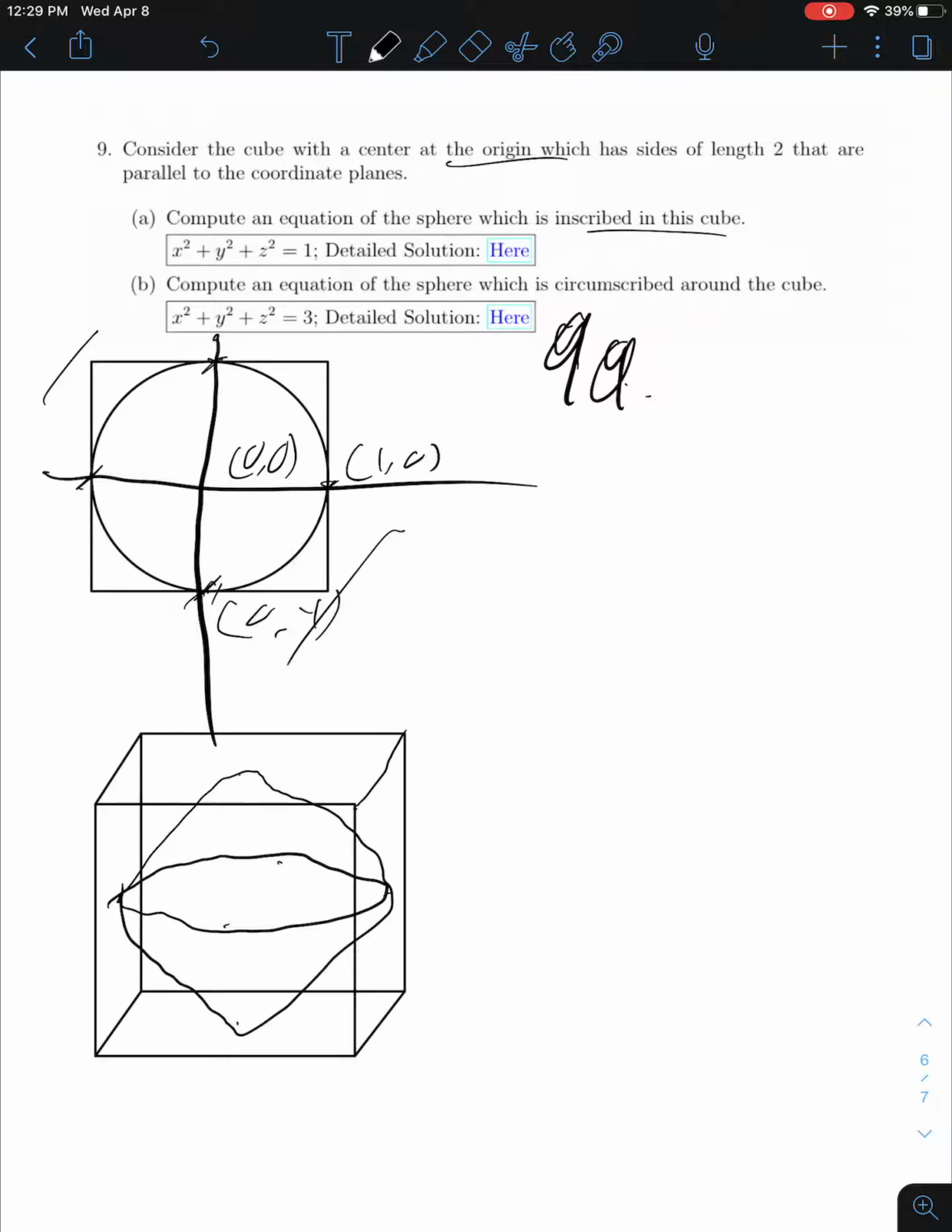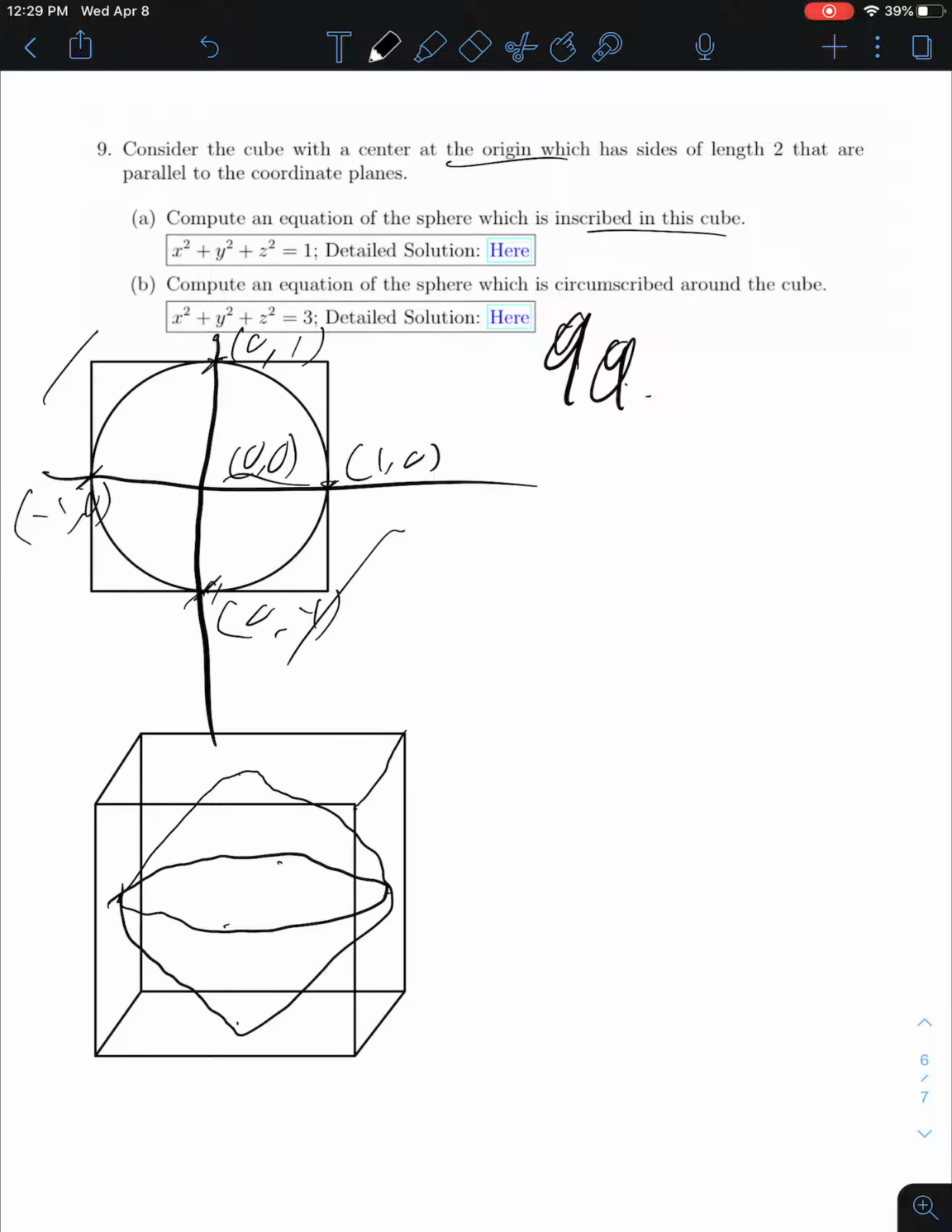So we're going to get (1, 0), (0, -1), (-1, 0), and (0, 1) as the points of intersection between the circle and the square.